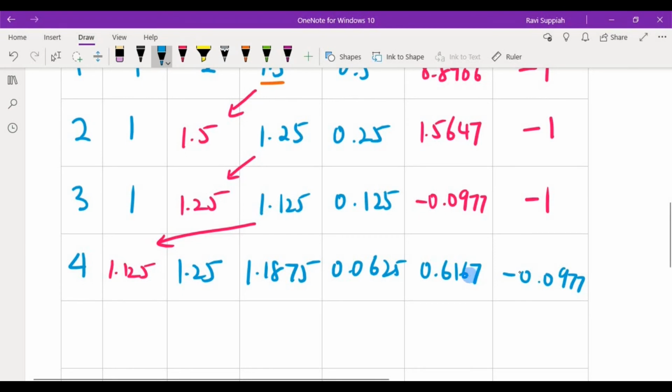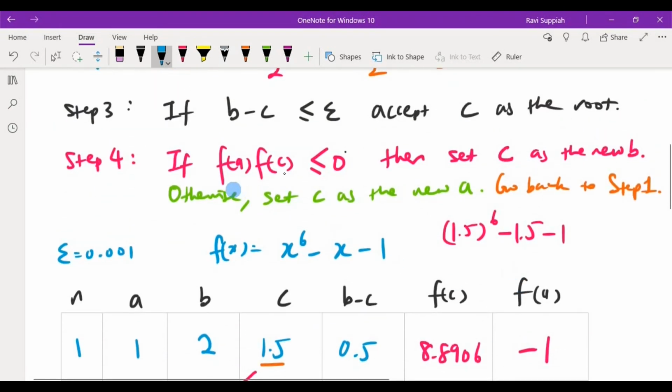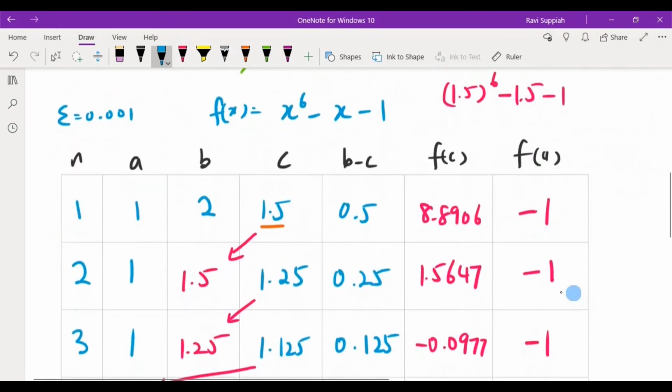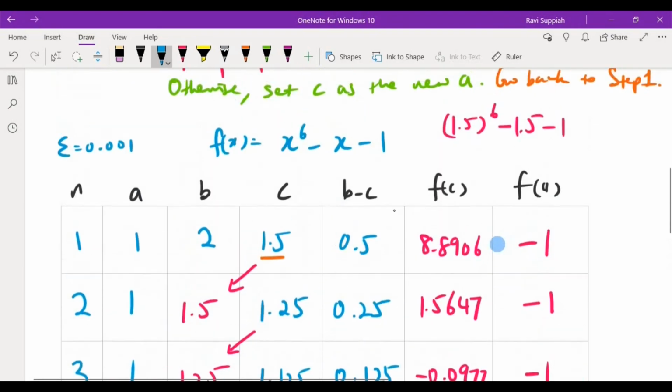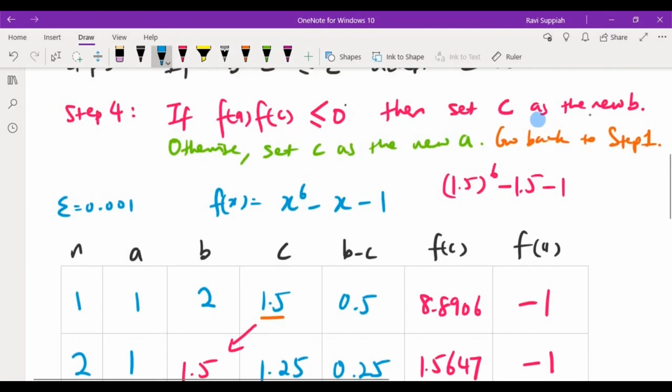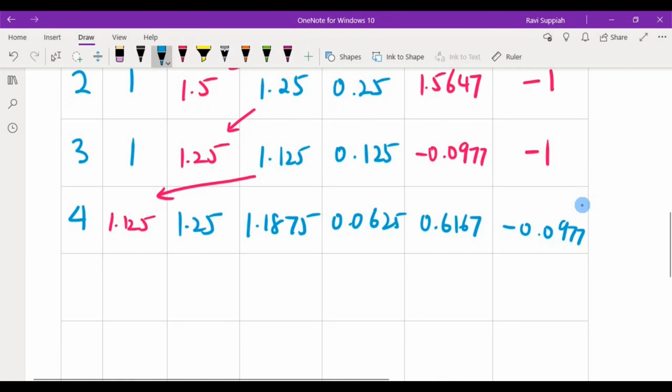So when we take FA multiplied by FC, in this case it is less than or equal to 0, so the first condition is satisfied. Set C as the new B. So the C over here will become the new B. So 1.1875 will come here, and A will be the previous A, 1.125, and this is iteration 5. This whole process will keep on repeating.